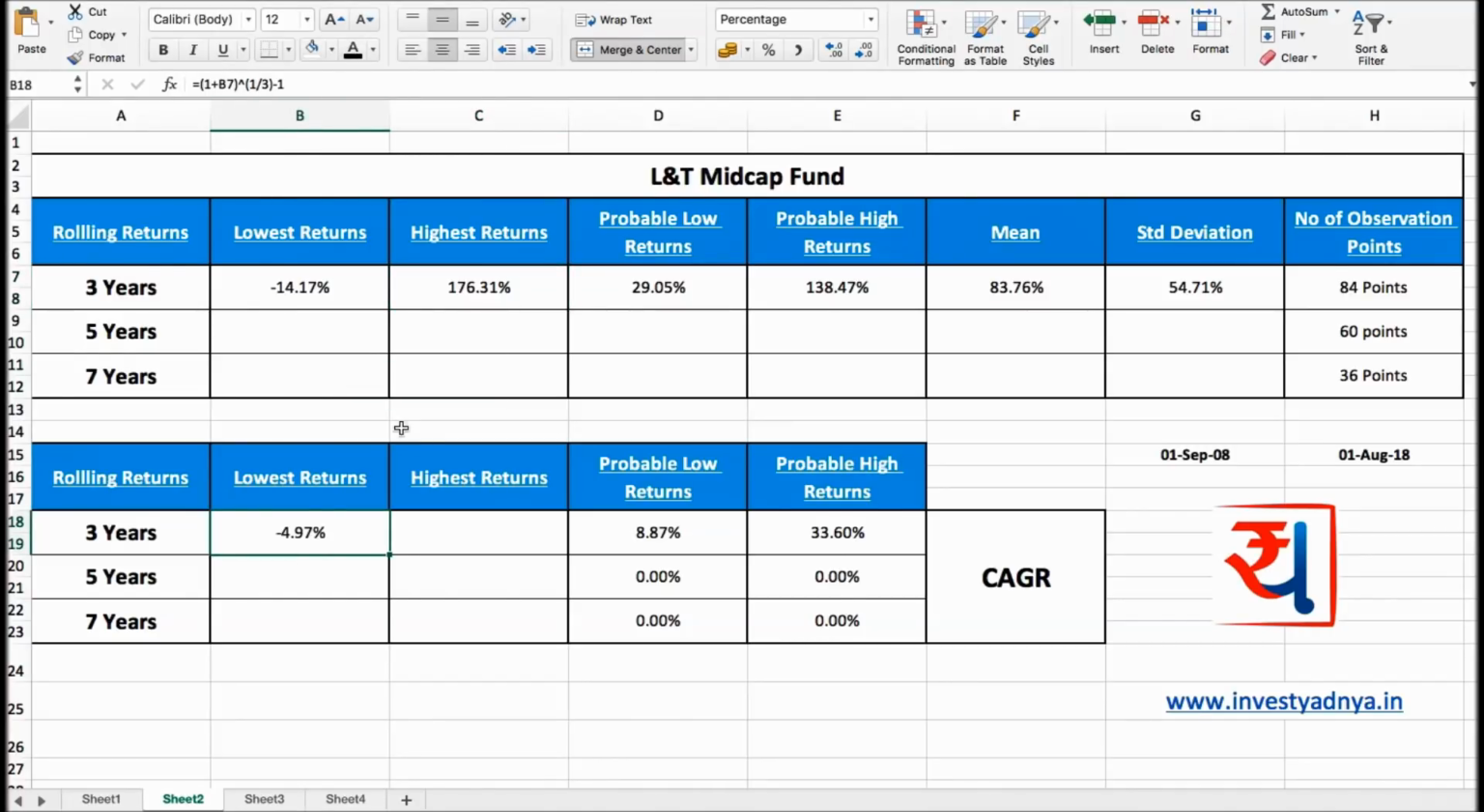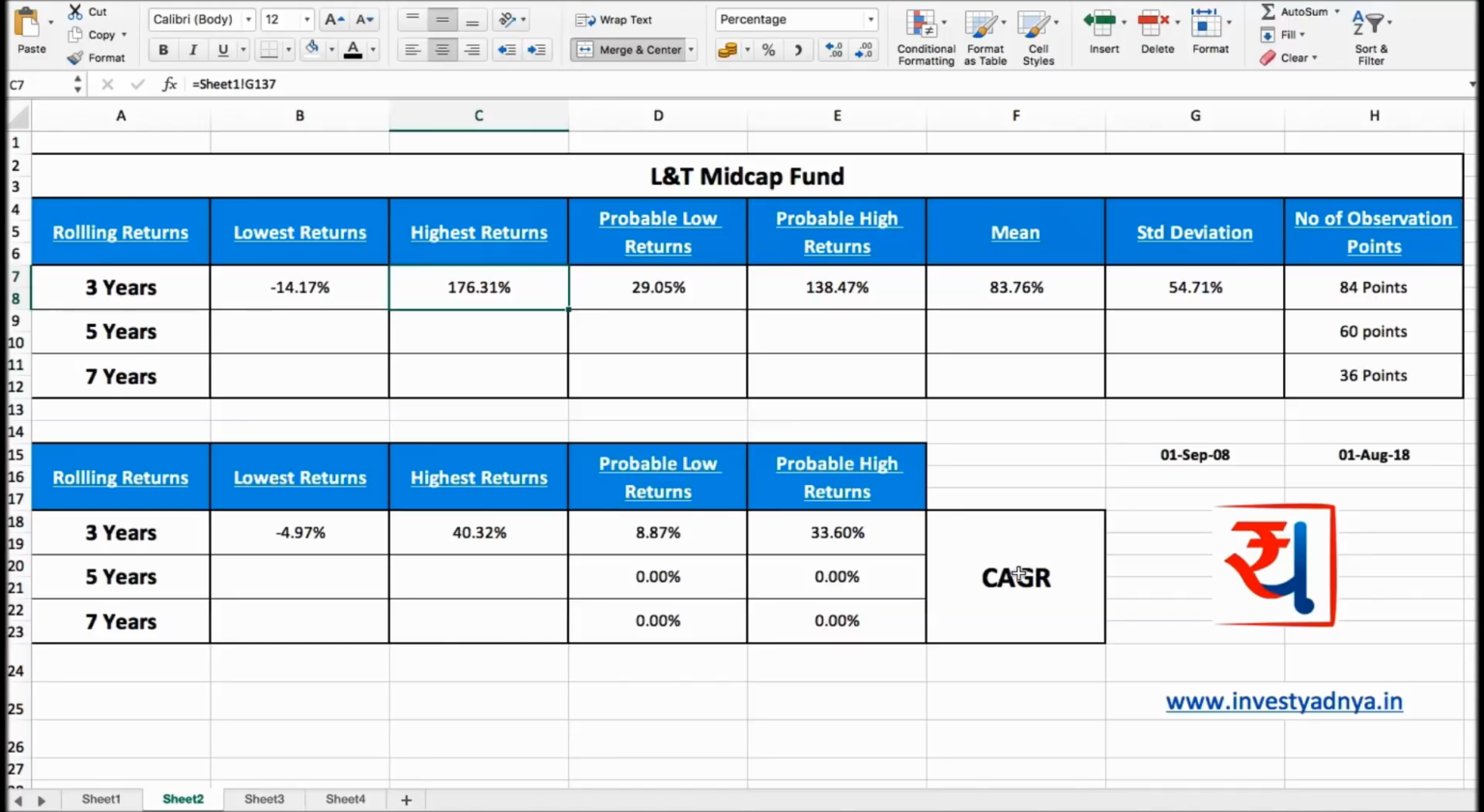These are also absolute numbers, so we need to convert them into CAGR. Minus 14.17% will become minus 4.97% and the highest returns 176.31% will become 40.32%. So the 3-year data: lowest returns L&T Midcap Fund has given for 3 years are minus 4.97% per annum. Highest returns this fund has given are 40.32% per annum. The probable low returns could be 8.87% per annum and probable high returns could be 33.60% per annum.